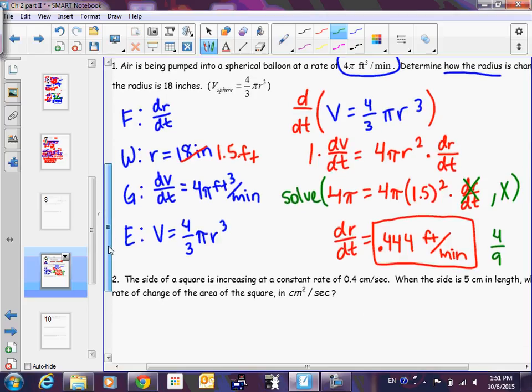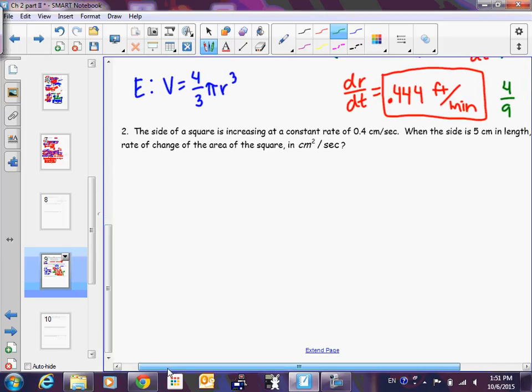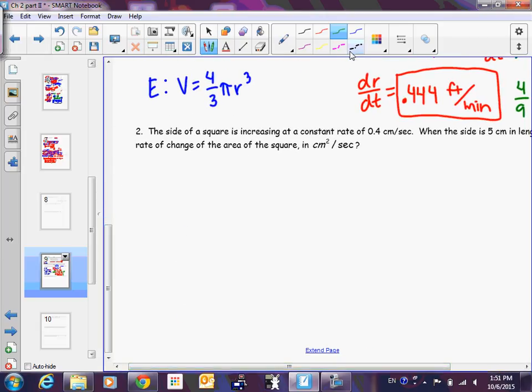Okay, so let's do another example. This time what I would like for you to do is read through the problem and see how much of a Fuigi you can come up with on your own.